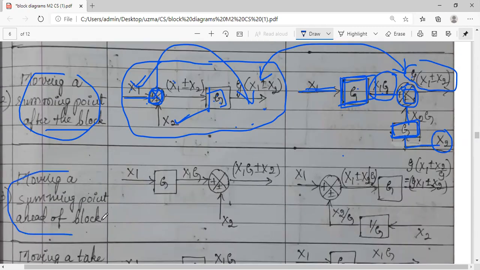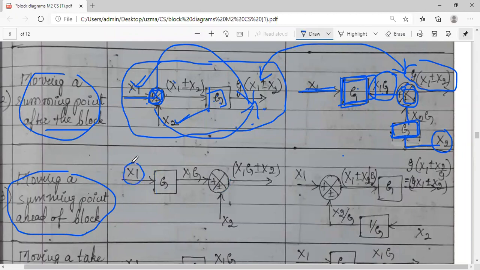Now coming to the third rule, which is moving the summing point ahead of the block. In the sense, this block, before this block, reverse. Here you had shifted the summing point after the block. Now it is already after the block. You have to move it before the block, ahead of the block. So here let's see what the things are.